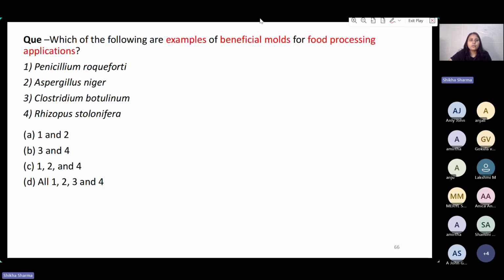So which of the following are examples of beneficial molds for food processing application? So here we have some molds, so we need to tell which molds are the beneficial molds and which are the spoilage causing molds.